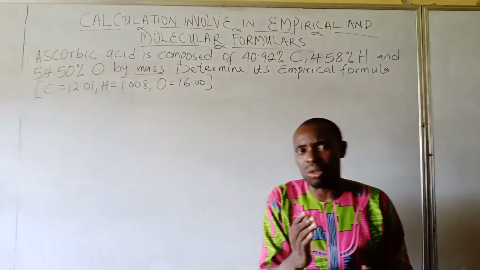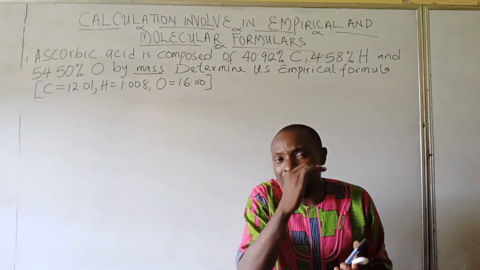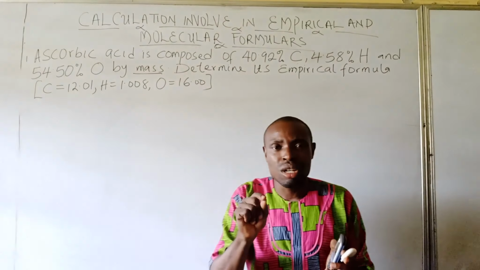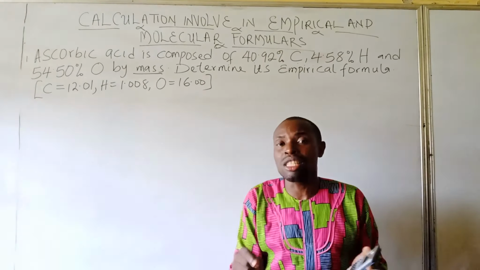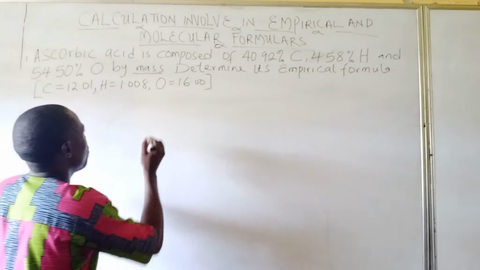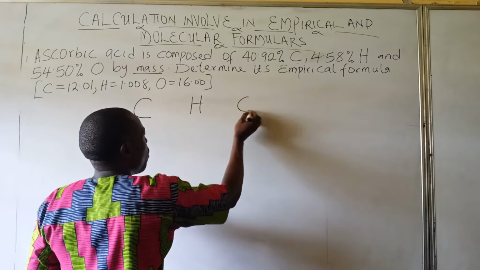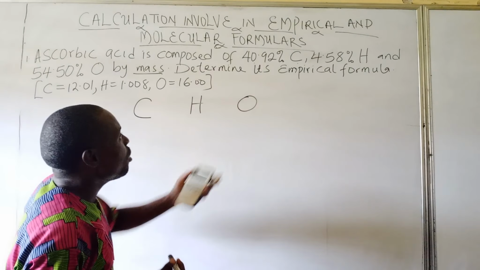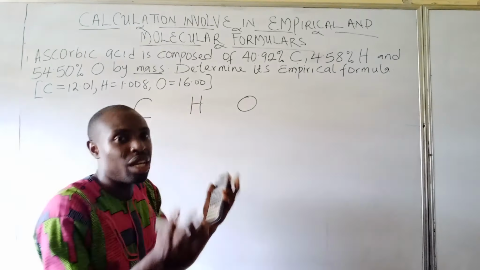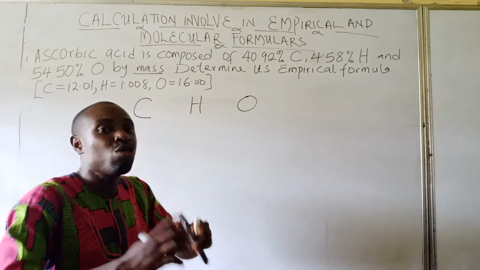Now, in the calculation on empirical formula, there are two things you should know. Firstly, bring out the elements that you were given, and secondly, calculate the relative number of moles of each of the atoms of the element present in the compound. The question here gives us carbon, hydrogen, and oxygen, and we're given each of their compositions by mass in percentage, which is 100 altogether. So it must be 100%, which is 100 grams.